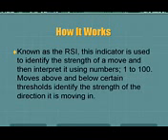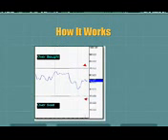Known as the RSI, this indicator is used to identify the strength of the movement and then interpret it using numbers 1 to 100. Moves above and below certain thresholds identify the strength of the direction that it is moving in. This is very, very powerful for us. And here's how it works.